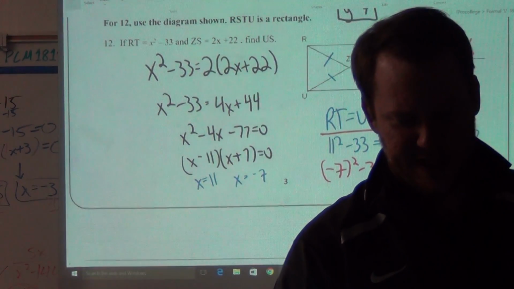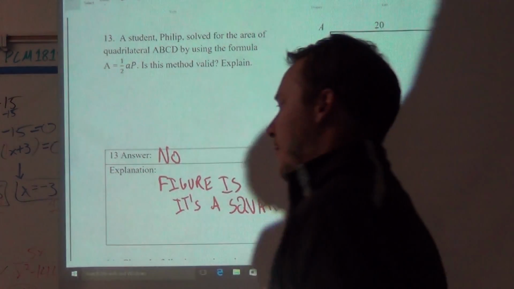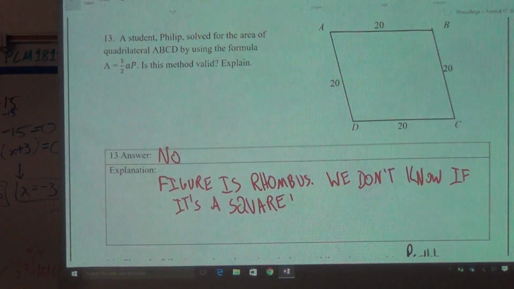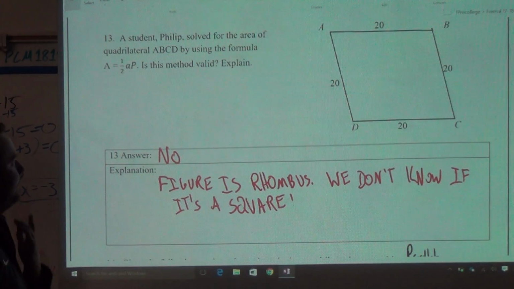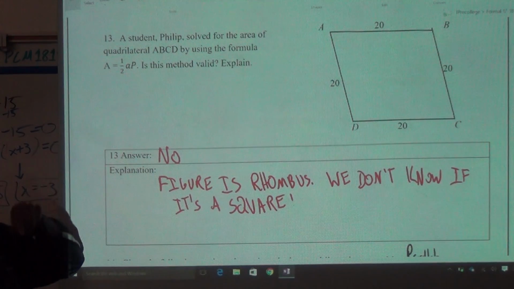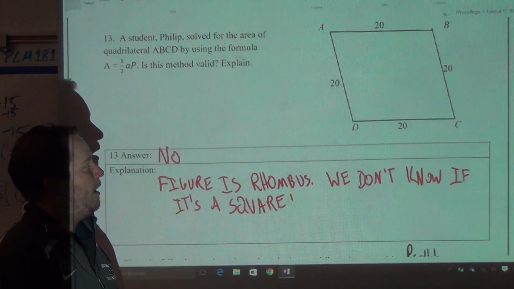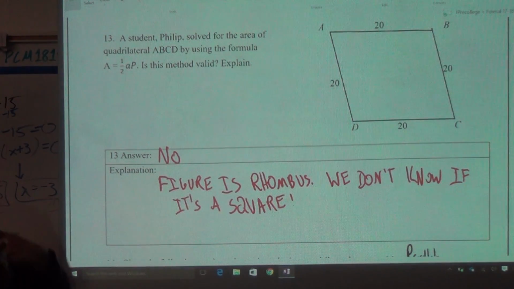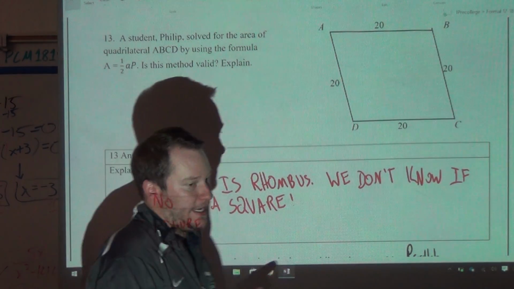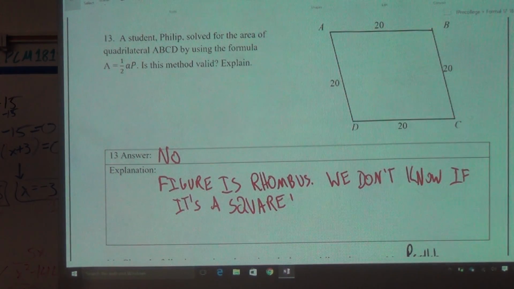Thank you. 13. All right, so this is a very commonly missed problem. I tried to help with it a little bit, but I might have confused you in the long run. Is it okay to use the area equals 1/2 apothem perimeter for this figure? And it doesn't tell you if this figure is a parallelogram, a rectangle, a rhombus, a square. It just tells you, well, you got this figure.